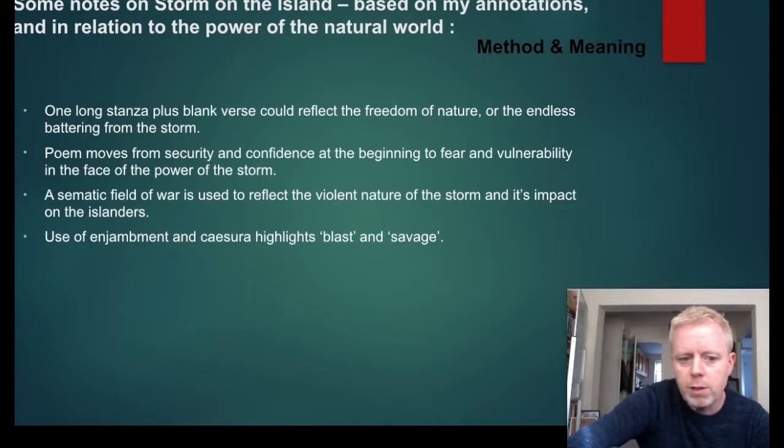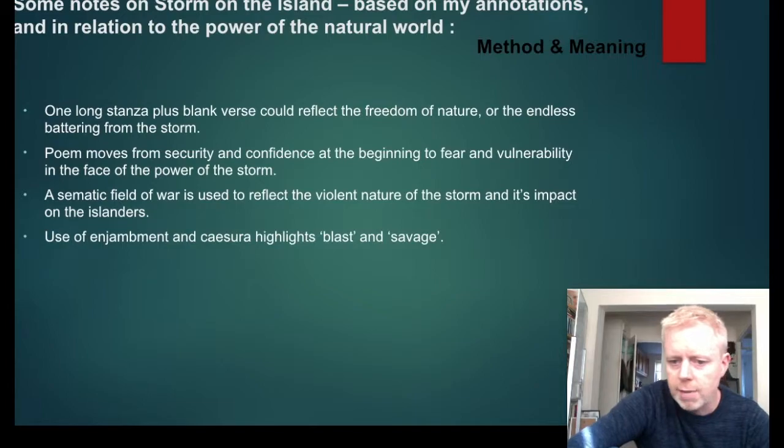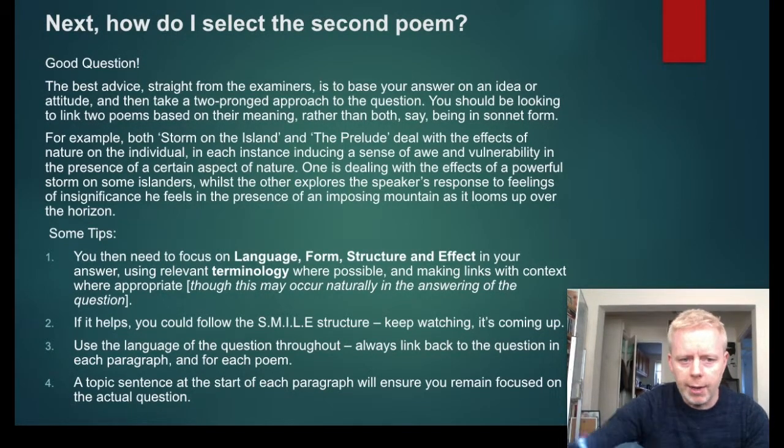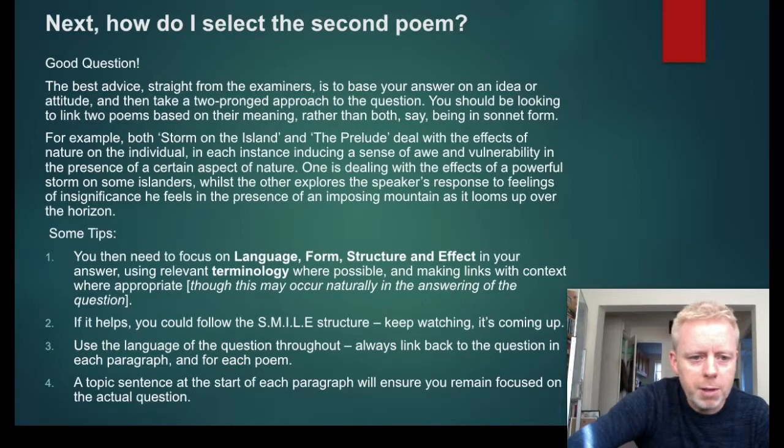A semantic field of war is used to reflect the violent nature of the storm and its impact on the islanders, method and meaning. Use of enjambment and caesura highlights blast and savage, quite violent terminology. Okay, so some points I've made there. Now, how do I select the second poem? Good question. Pat myself on the back.